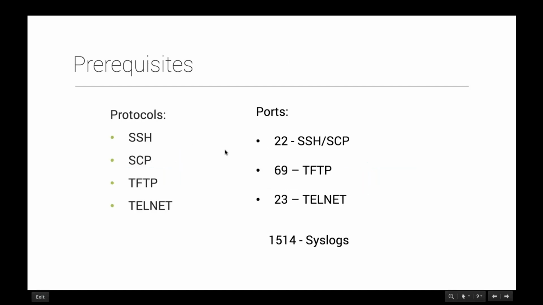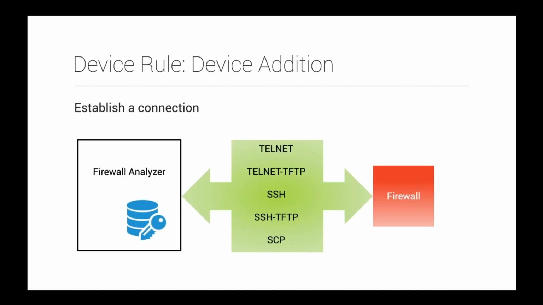The following are the prerequisite ports that need to be free and the respective protocol that would be used. Port number 22 for SSH/SCP, port number 69 for TFTP, port number 23 for Telnet. And finally, last but not the least, as mentioned before, UDP port 1514 for the Firewall Analyzer to receive the syslog. Once we establish a connection with the following protocol, Telnet TFTP, SSH TFTP, and SCP, we can add the device in the device rule by fetching the rules and configuration from the firewall.